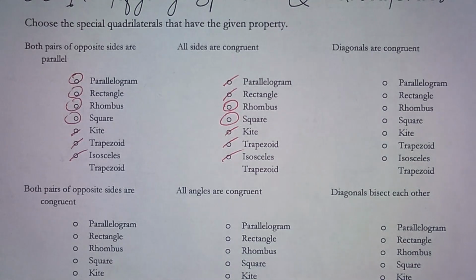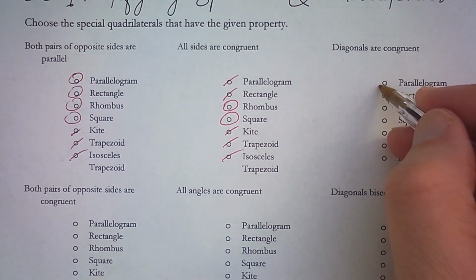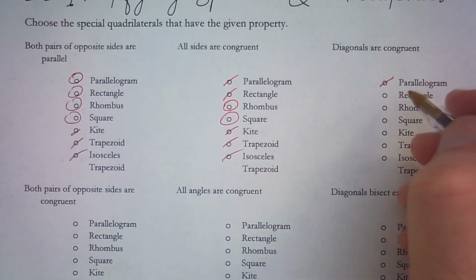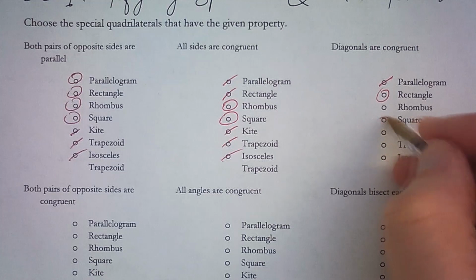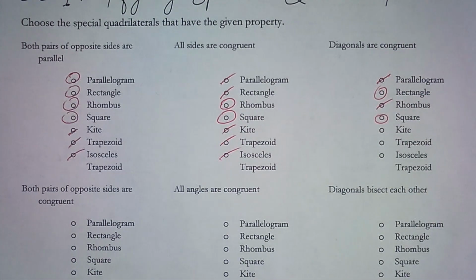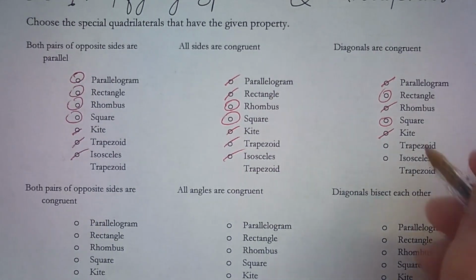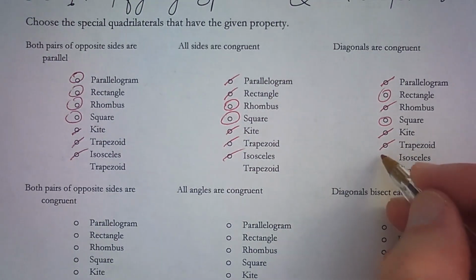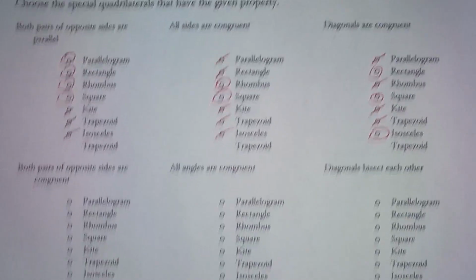Diagonals are congruent. That is not true in a parallelogram, but it is true in a rectangle. And a square is a type of rectangle, so it's true in a square. It is not true in a rhombus. Diagonals of a kite are not congruent. They're not congruent in a trapezoid, but they are congruent in an isosceles trapezoid.